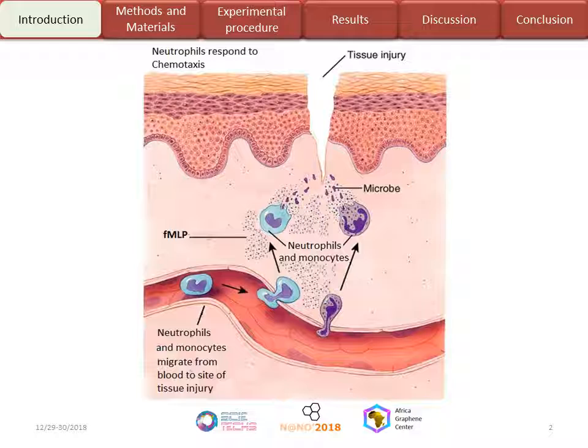Polymorphonuclear neutrophils are cells that provide an effective defense against pathogens. Their chemotaxis can be stimulated by various N-formyl peptides, such as FMLP, which are considered as structural analogues of bacterial products involved in the chemotactic response of neutrophils to infection areas.